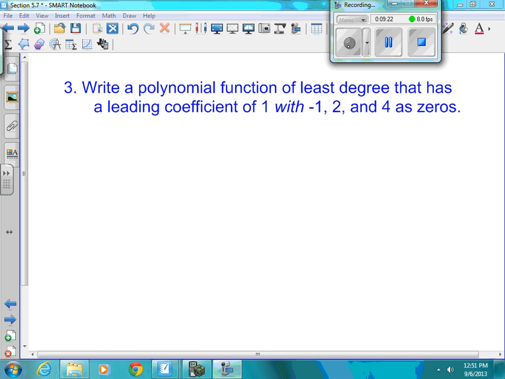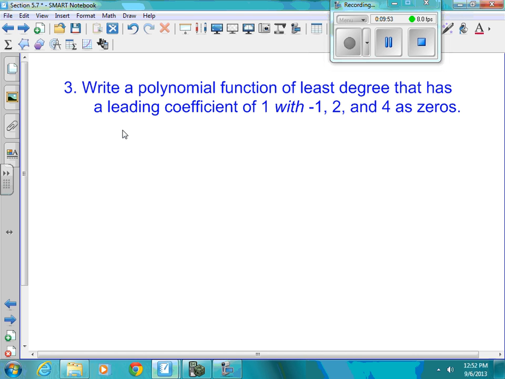Okay, our last task for today, or in this section, is to write a polynomial function with least degree that has a leading coefficient of 1 with negative 1, 2, and 4 as zeros. That sounds like a mouthful to me. But there's 3 zeros. So if we use the fundamental theorem of algebra, we should end up with an x to the third power polynomial. There's 3 zeros, are those the only 3? Then that's what it has to be. Can't be anything else. So how do we use this information?